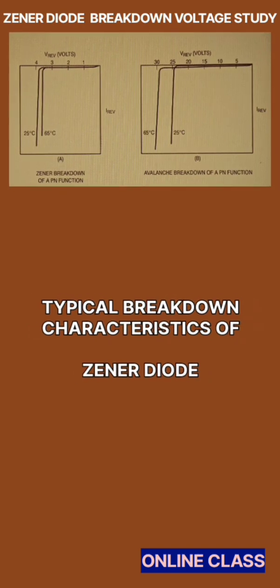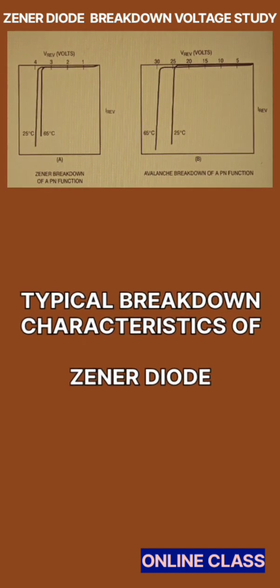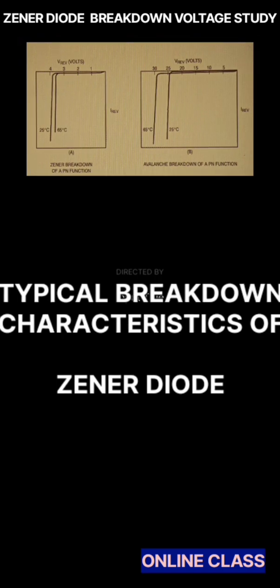The determining factor for which breakdown mechanism occurs is the relative concentrations of impurities in the materials that make up the junction.